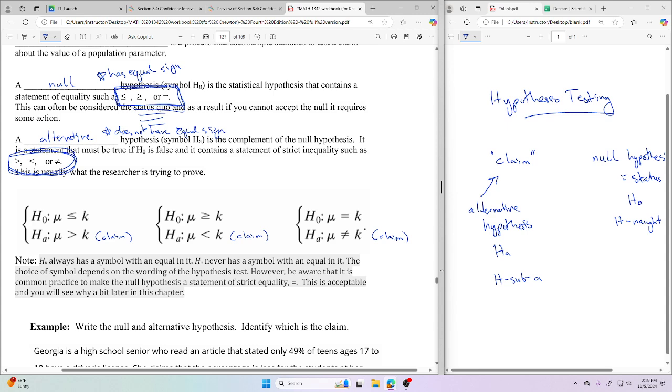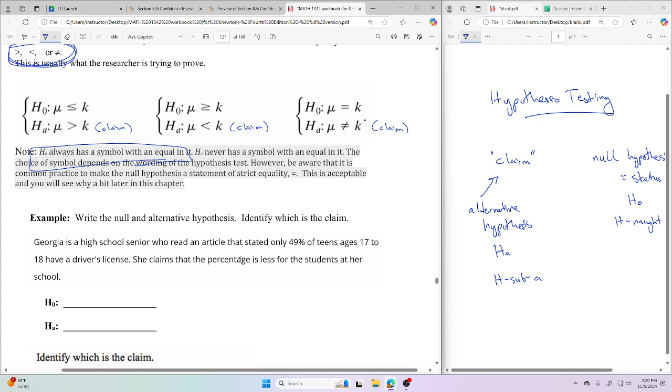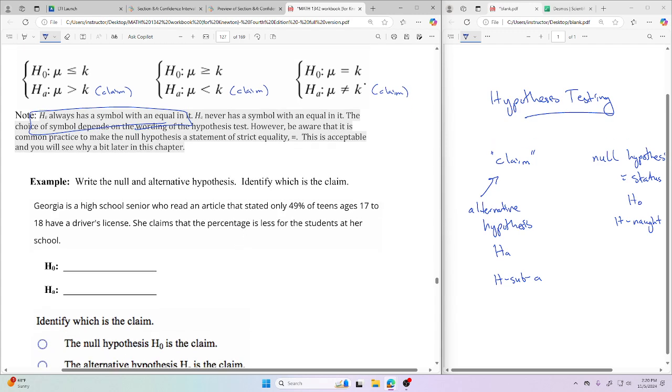Okay. So H naught always has a symbol with an equal in it. See, that's what I was talking about earlier. Okay, cool. Let's go through some of these and just do some examples. This is a nice setup. We'll get to talk about it, and eventually we'll start doing math with this stuff.